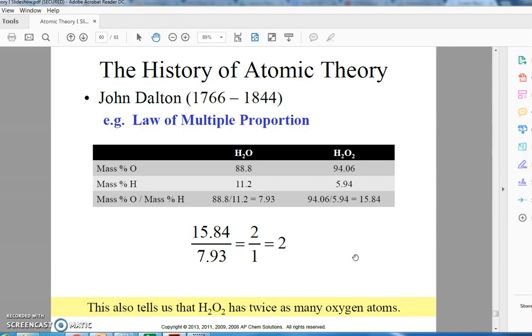Okay, here it is again, but we're using our percentages. So they have 88% oxygen and 11.2% hydrogen. We calculated this earlier. And they did the ratio of those percentages, 7.93. Then we look at the percentages in the H2O2 and look at that ratio, 15.84. Divide those two percentage ratios and you'll get a whole number. Okay? So the ratio between the two compounds will be a whole number as long as they're made of the same element.